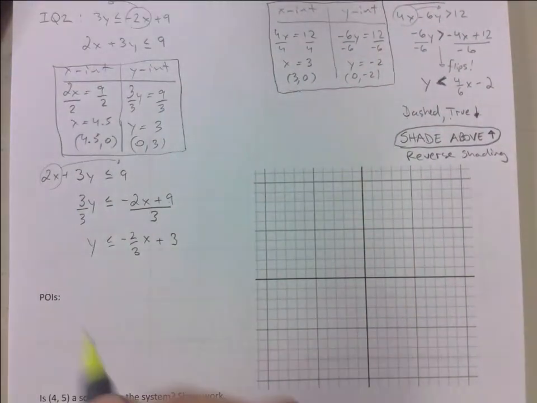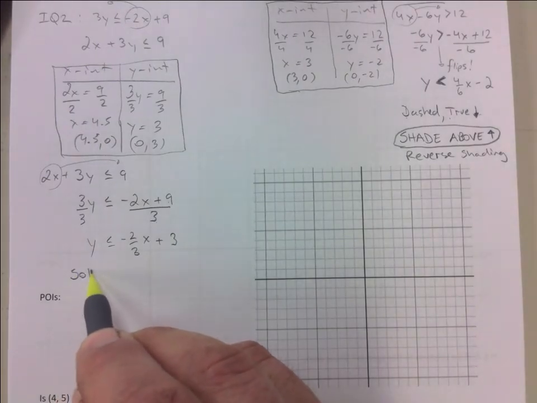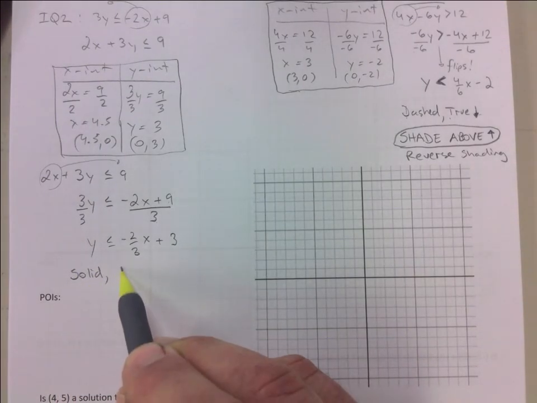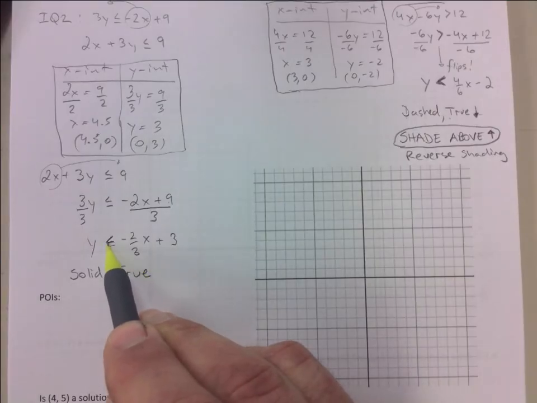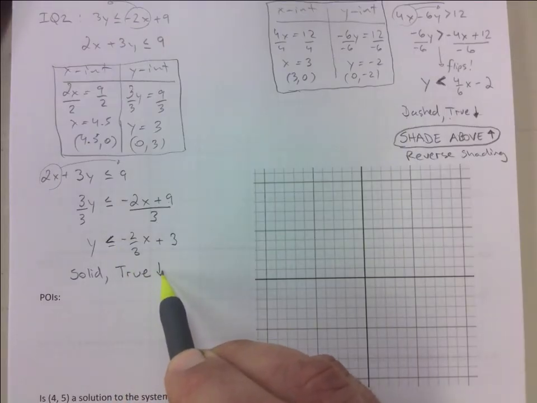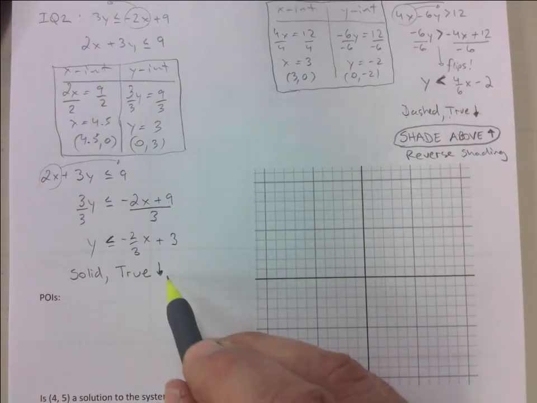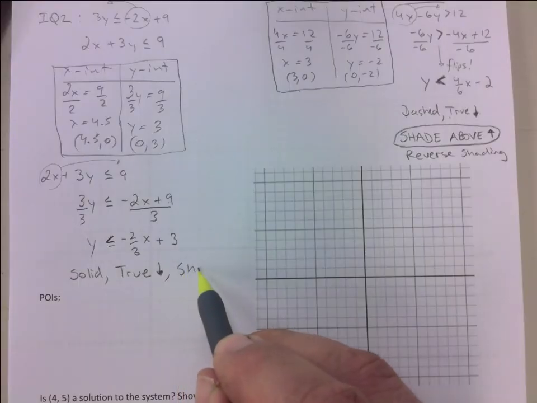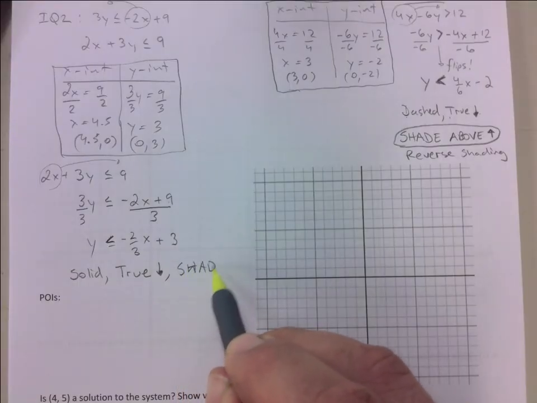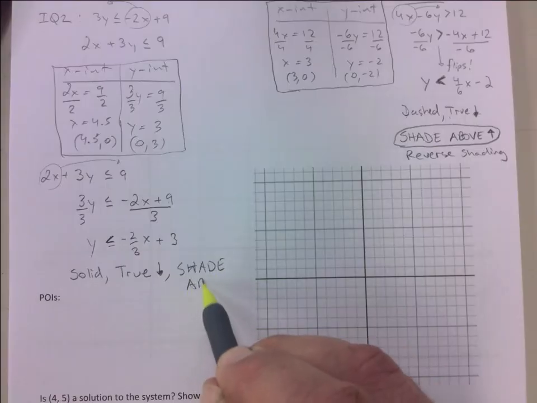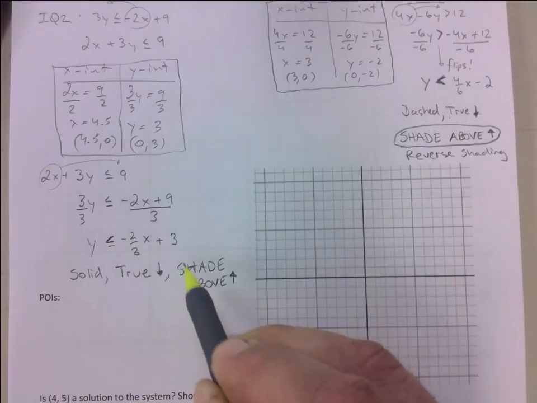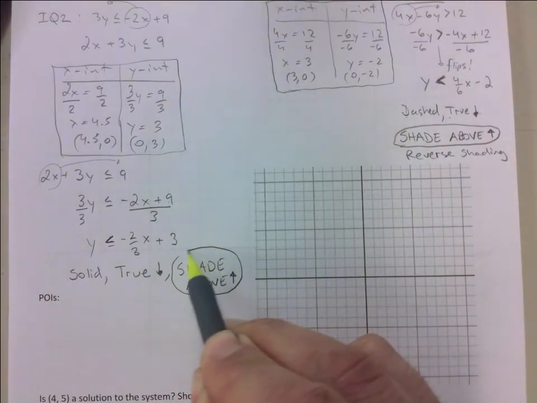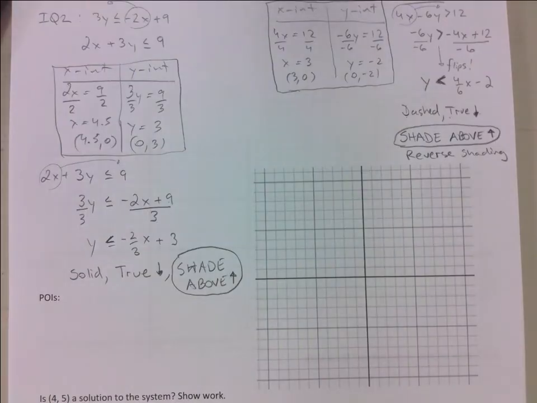Now you tell yourself, this is a solid line. The true region is where? If it's less than, the true region is below. We're going to shade. Let's go capital on this one. Shade above. Circle that. That's the one we want to use for graphing purposes.